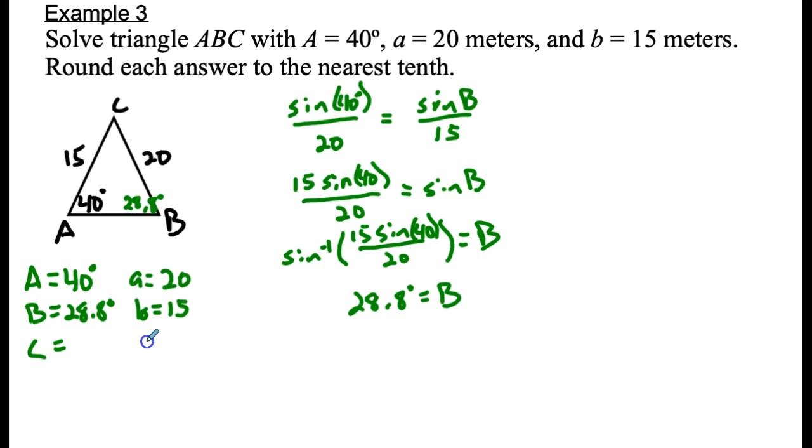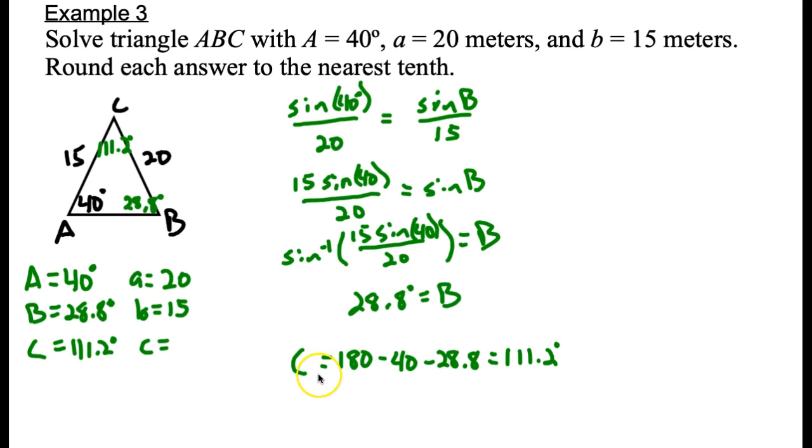Now, to find angle C, all we need to do is take 180 minus the two angles that we know already. 180 minus 40 minus 28.8 will be 111.2. So 111.2, and I'll also write that in here into my triangle. And then the only thing we have left to solve for is side C.